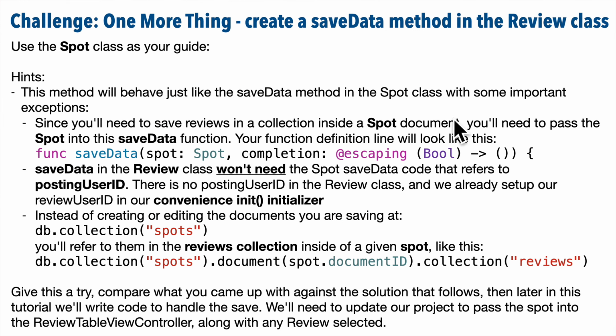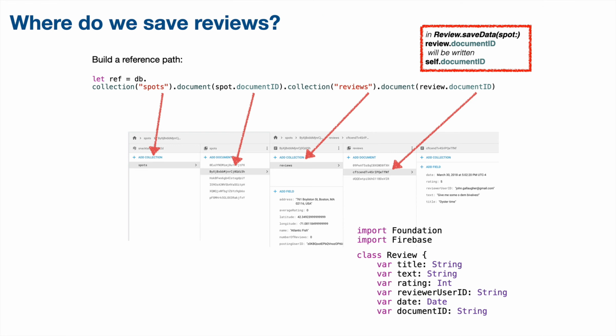Now, we're not quite done with our challenges in this video lesson. As Steve Jobs would say, there's one more thing. In this last challenge, we're going to create a save data method in the Review class. It's going to be very similar to Spot saveData, but remember the difference that we have here is we're not just saving a document inside of an existing collection. What you're doing is you're going inside of the collection spots to a specific Spot document, then that Spot document's collection of reviews, and saving that individual review.